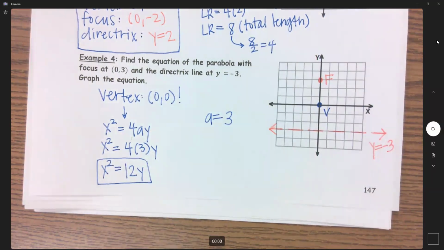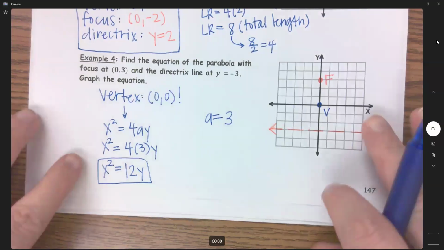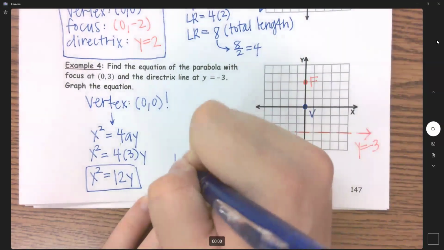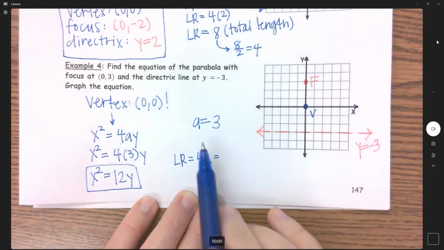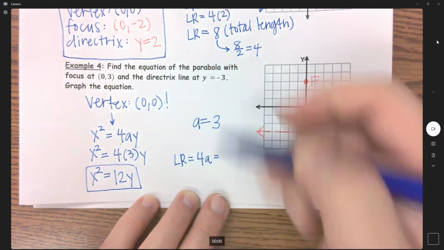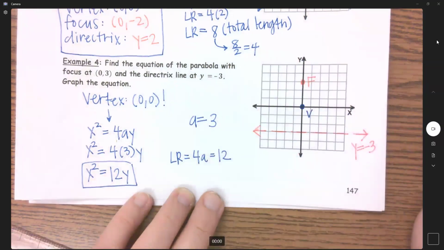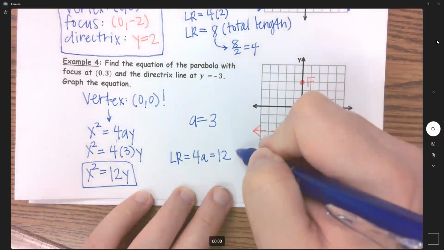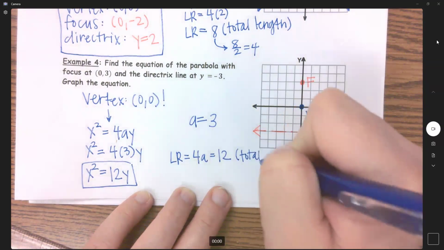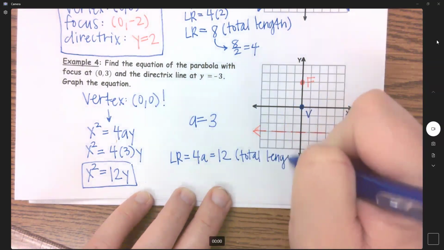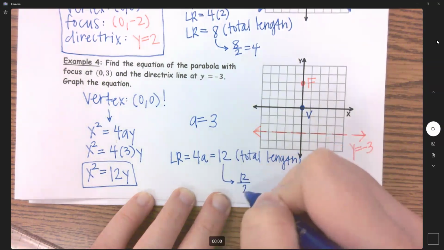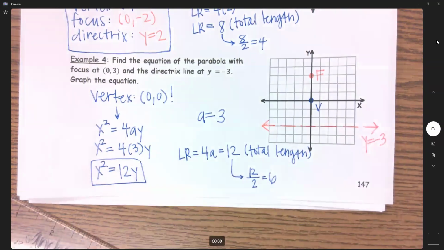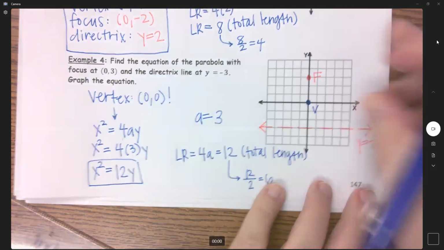So now to graph this, I need my LRs. LR equals 4 times a. 4 times a is 4 times 3, which gives me 12. So this is my total length. I'm going to take this and divide it by 2 to get 6. And that's how many I'm going to move in both directions.